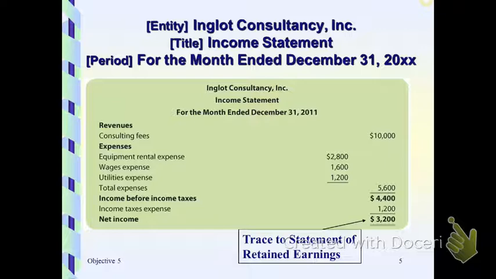Now, as I mentioned on the previous slide, the income statement is calculated and prepared first, and we can trace that net income or net loss to the statement of retained earnings. If you would refer to the chart on page 25 in your textbook, that's going to be an important piece of information for you to understand. In that chart on page 25, it shows the flow of the preparation of the financial statements. So just write yourself a little note here to refer to page 25 in your textbook.